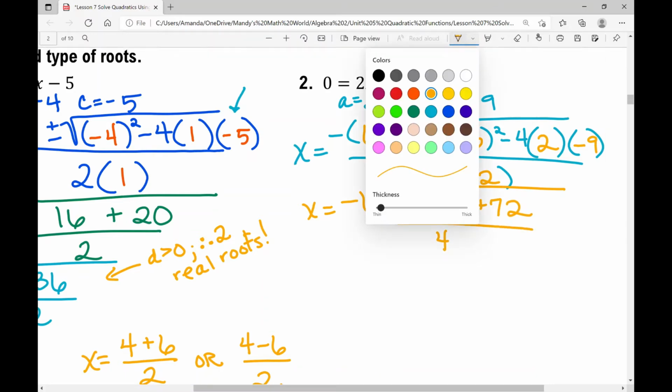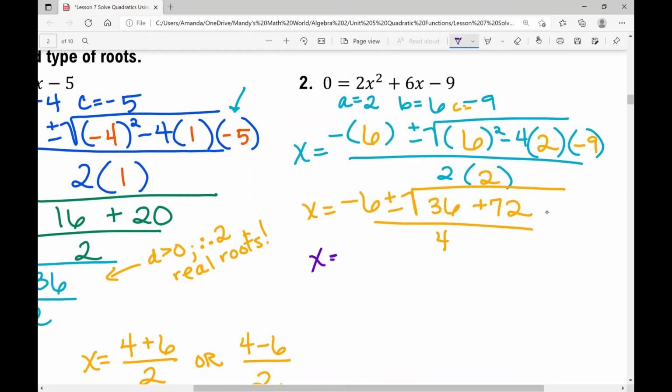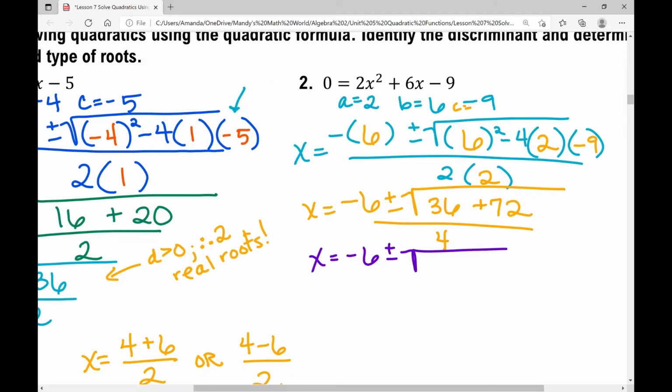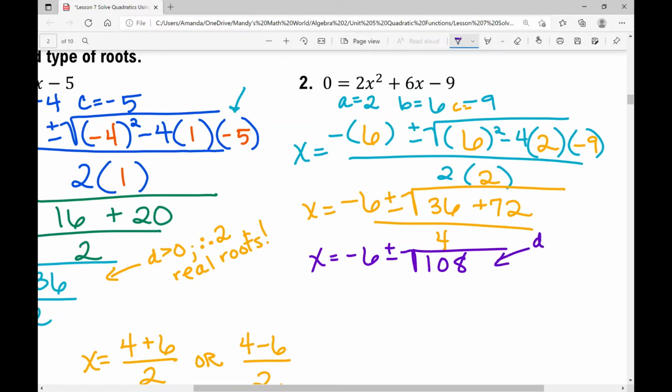And I'll change colors here just because I like to. Okay, so x equals -6 plus or minus. Let's simplify this. What is 36 plus 72? It is 108. My discriminant is greater than 0, therefore I'm going to have 2 real roots. Not that you need to point this out every single time, but that's what that tells me. Then divided by 4. So now we're going to simplify this square root right here.